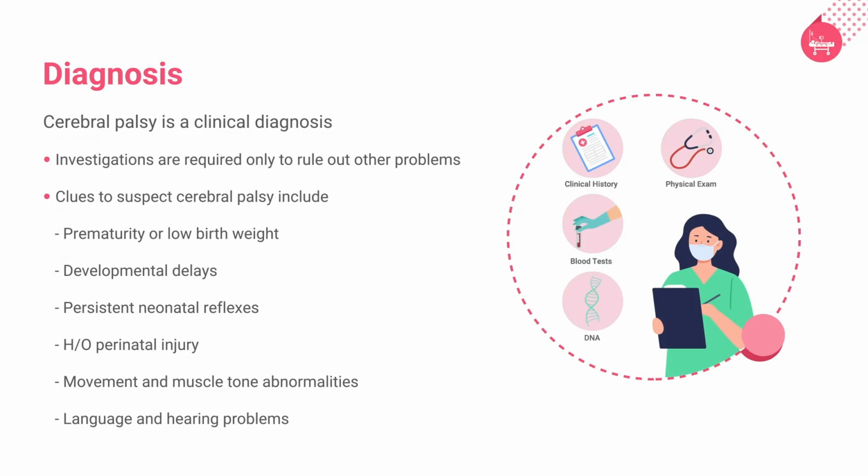Basically, cerebral palsy is a clinical diagnosis. Investigations are required only to rule out other problems. The classic symptoms of motor dysfunction, with or without associated problems, will help us in diagnosis. There are certain clues to suspect cerebral palsy, which include prematurity or low birth weight, developmental delays, persistent neonatal reflexes, perinatal brain injury, movement and muscle tone abnormalities, language and hearing problems.